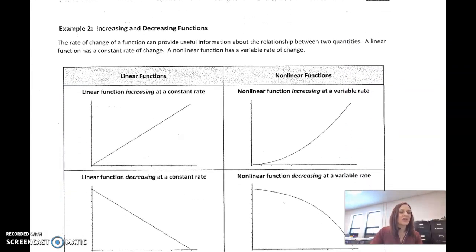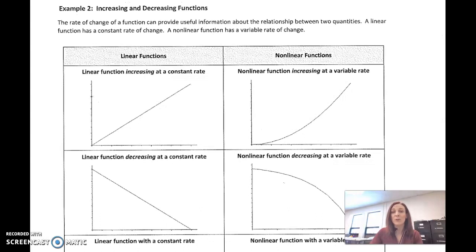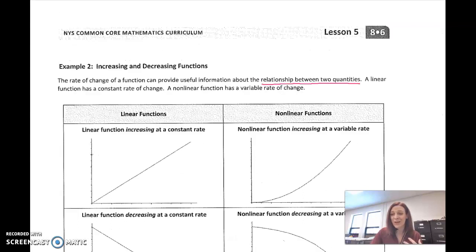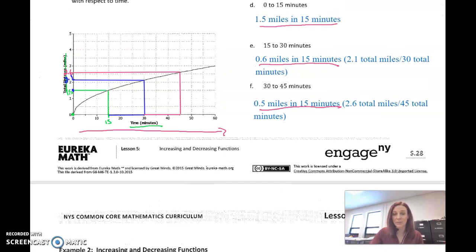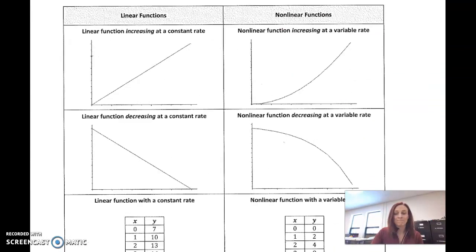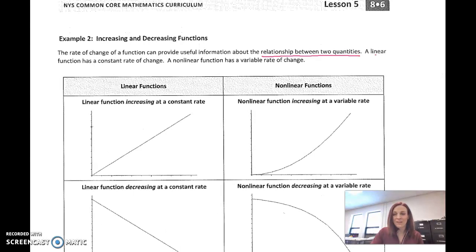So it says the rate of change of a function can provide useful information about the relationship between two quantities. Guys, the quantities are our x-axis and our y-axis. Time in minutes compared to total distance in miles. A linear function has a constant rate of change. 2 miles, 15 minutes, 2 miles, 15 minutes. A nonlinear function has a variable rate of change. And this word variable here means it varies. Okay, it's not increasing by the same number every single time.